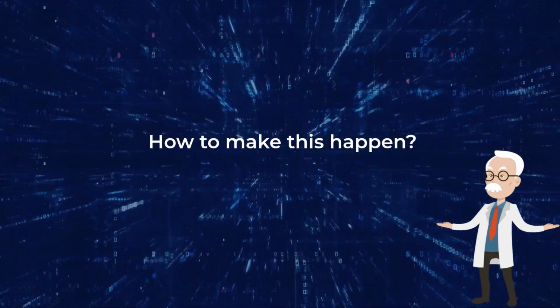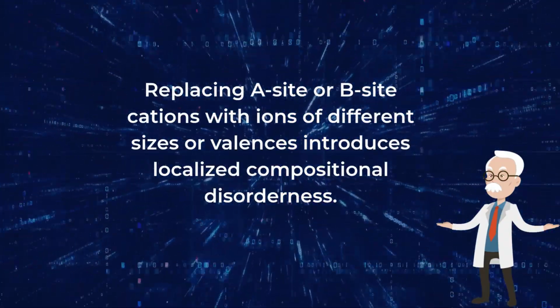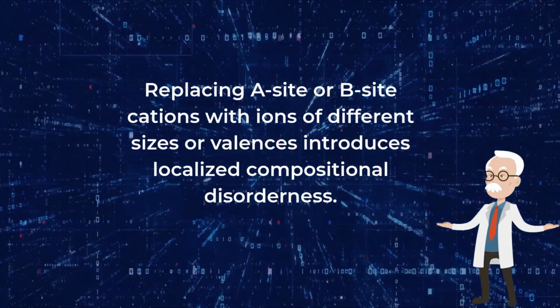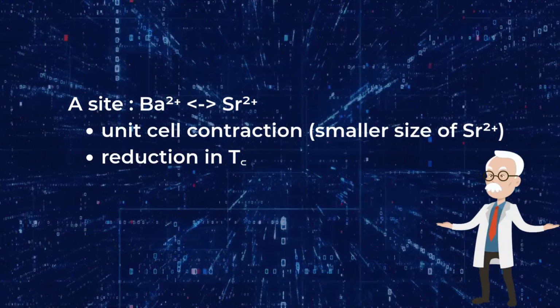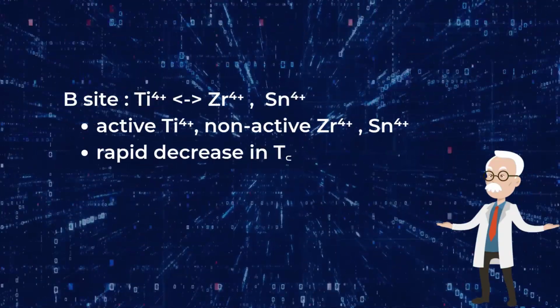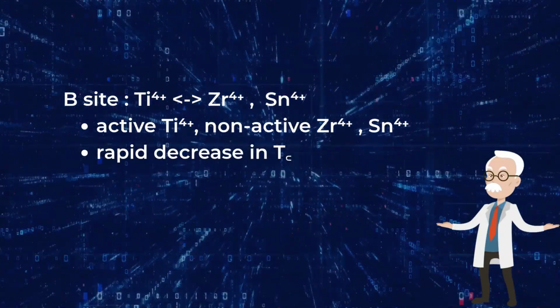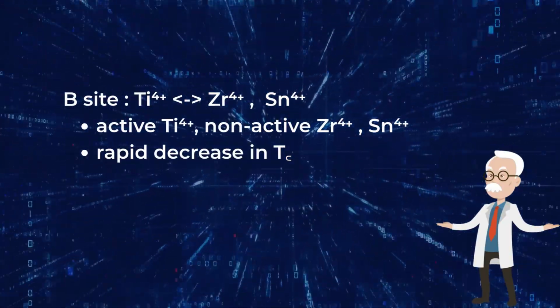We achieve this by swapping out A-site or B-site cations to introduce localized compositional disorder. For instance, replacing A-site barium with smaller strontium contracts the unit cell, while swapping B-site active titanium for non-active zirconium or tin rapidly drops the Curie temperature, perfectly tuning the material for advanced applications.